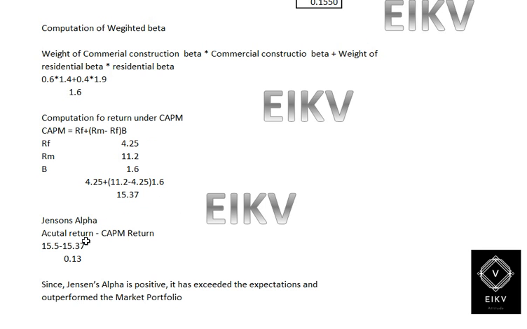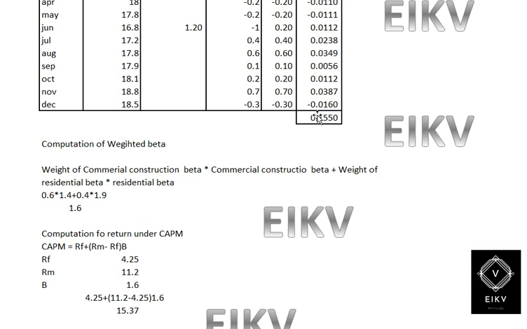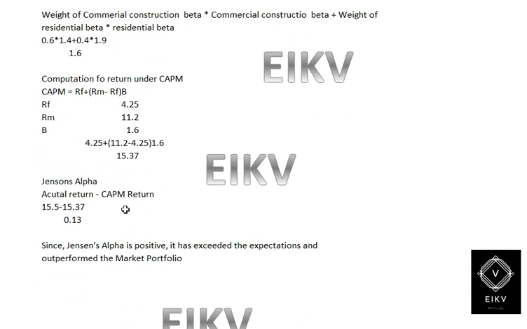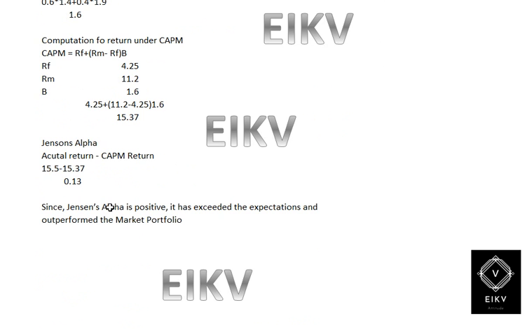Therefore Jensen's alpha will be actual return minus CAPM return. 15.5, which we have computed from the above table, minus 15.37, which is the CAPM return, will give you 0.13 as the Jensen's alpha. Since the Jensen's alpha is positive, it has exceeded the expectations and outperformed the market portfolio.